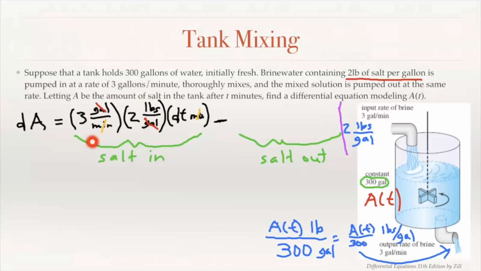Okay, so we found how much salt has entered the tank after a little change in time, and the change in the amount of salt is that salt entering minus the salt exiting. How much salt has exited the tank? Well, also 3 gallons per minute times, okay, how many pounds per gallon of salt is there in the tank exiting? Well, that's what we found here. A over 300 pounds per gallon of salt. The amount of salt in the tank over the number of gallons in the tank.